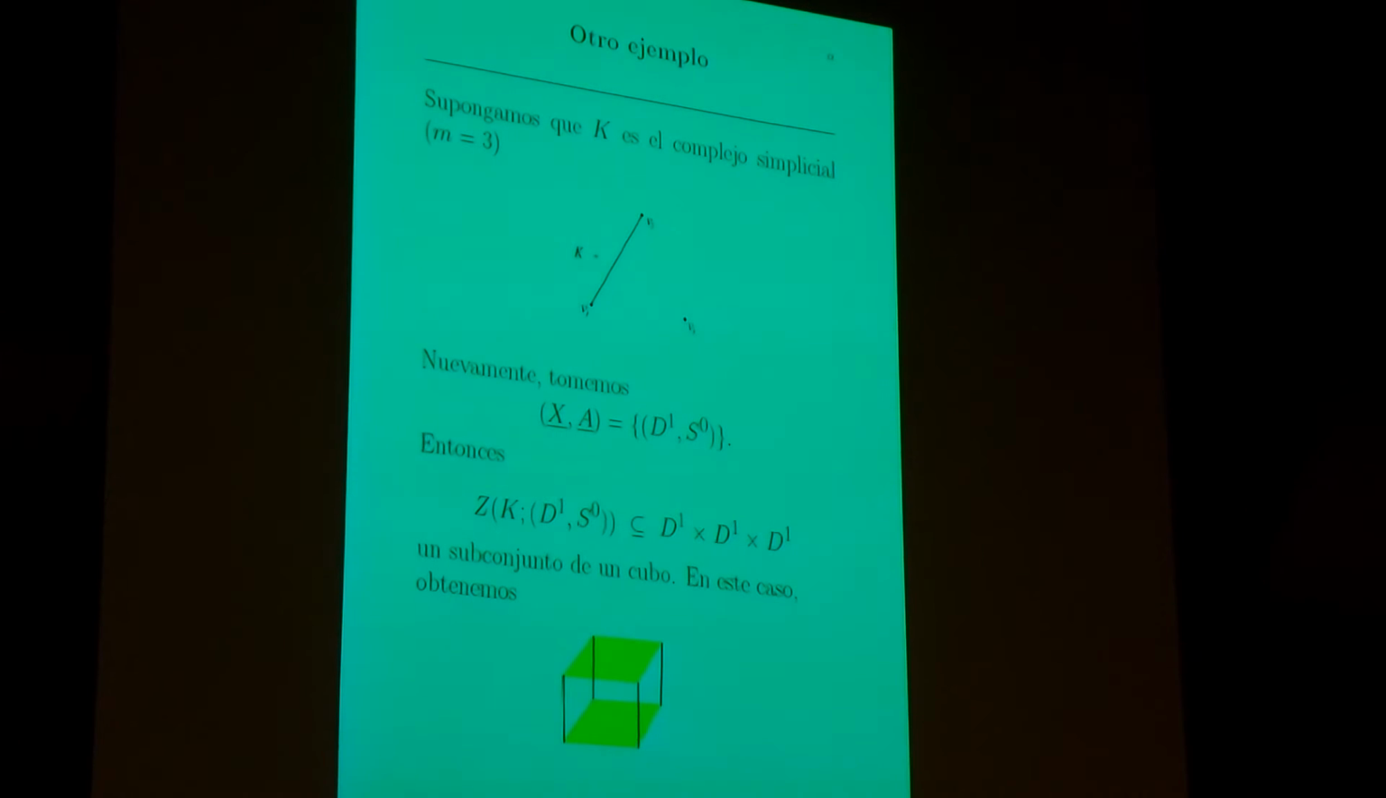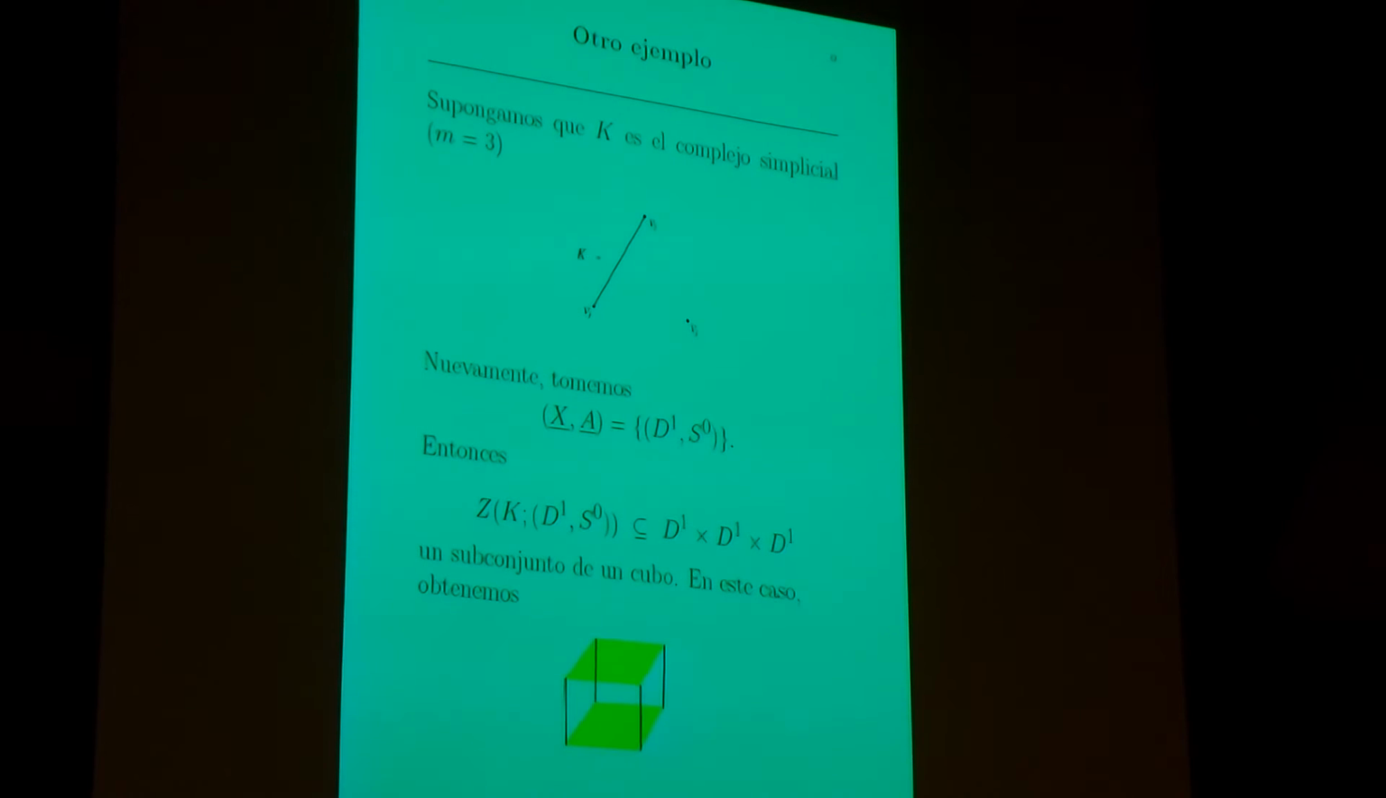Okay. So here is another example. This time I take 3 vertices. I take my simplicial complex to be 1 edge and 1 vertex. And I take my pair to be the 1-disk and the bounding points. And this time, I will get a polyhedral product which is inside the Cartesian product, interval cross interval cross interval, which is a cube. And you see, I get this bed, the bed with the canopy, right, inside the cube. So this is a non-trivial example, by the way.